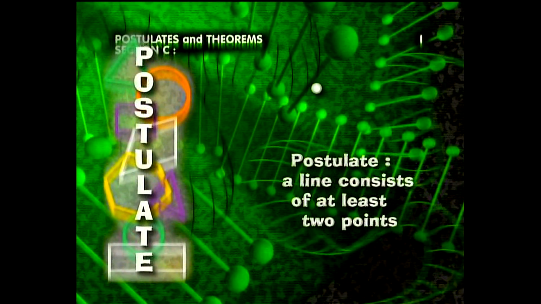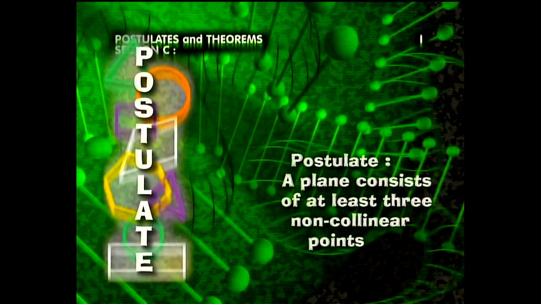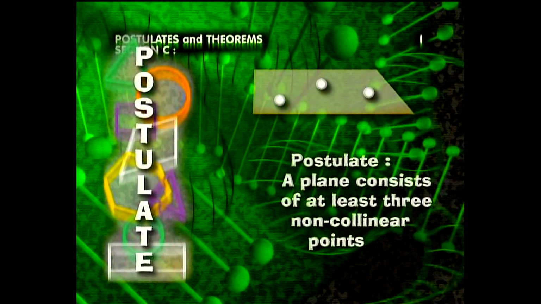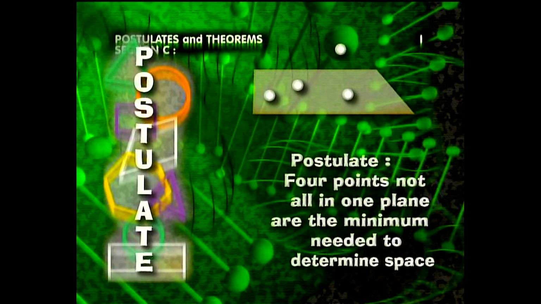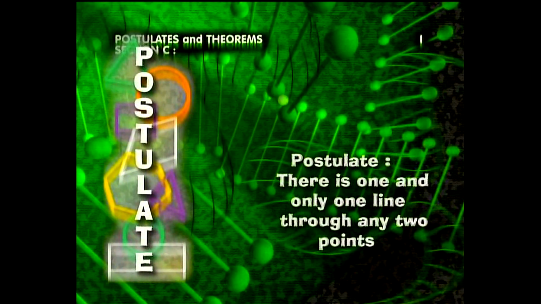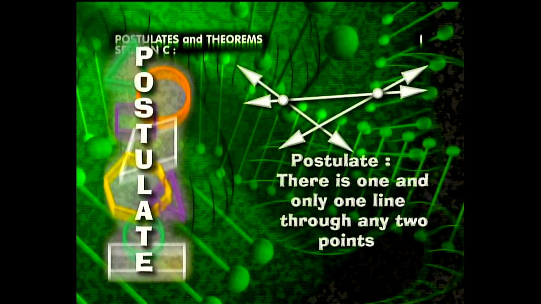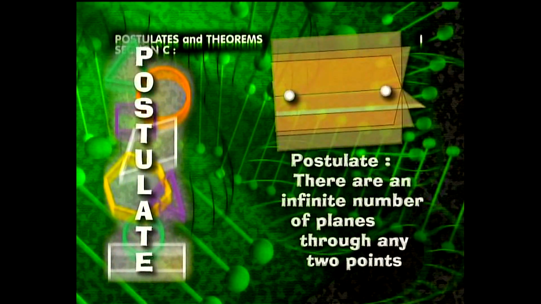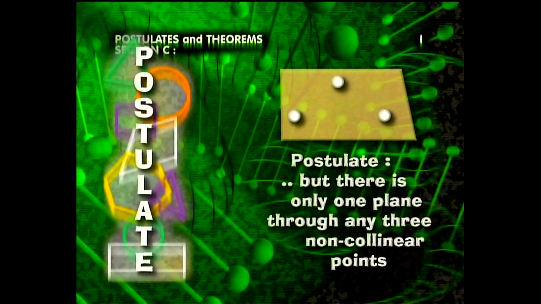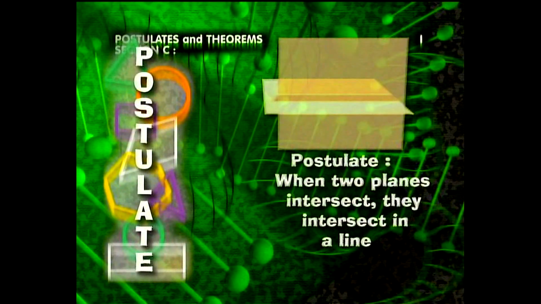A line consists of at least 2 points. Postulate. A plane consists of at least 3 non-collinear points. Postulate. 4 points not all in one plane are the minimum number of points needed to determine space. Postulate. There is one and only one line through any 2 points. Postulate. There are an infinite number of planes through any 2 points. But there is only one, that is, a unique plane through any 3 non-collinear points. Postulate. When 2 planes intersect, they intersect in a line, like the intersection of these 2 planes here.